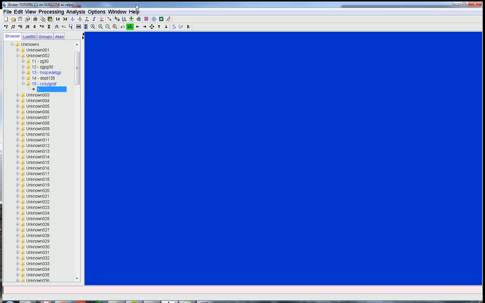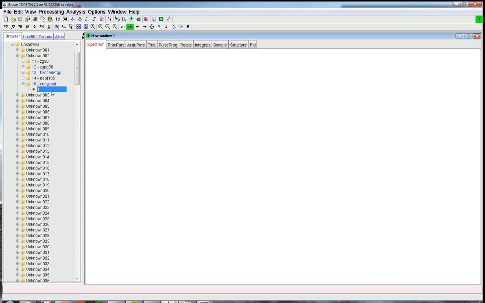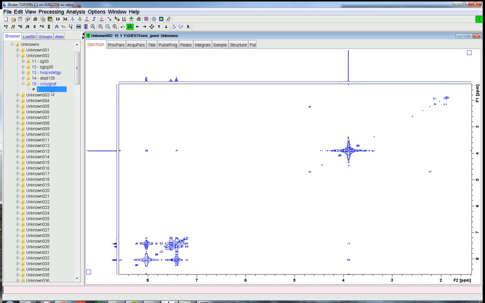All right, let's deal with a COSY spectrum. And that's the COSY GPQF, double click. And it might take a while to bring up this data, since it's a two-dimensional file, it's a lot bigger. Okay, so here we go.